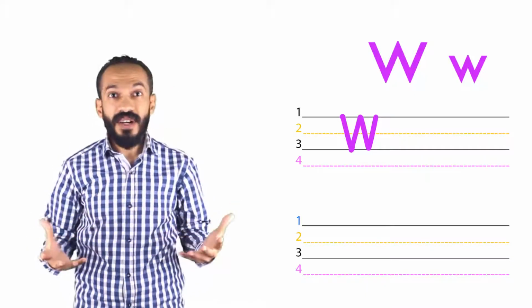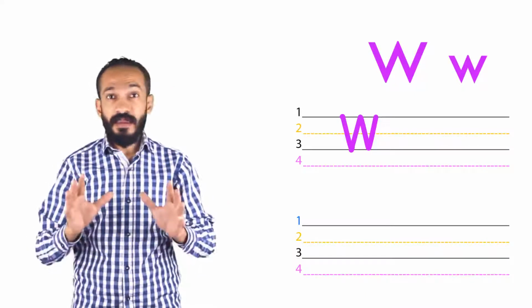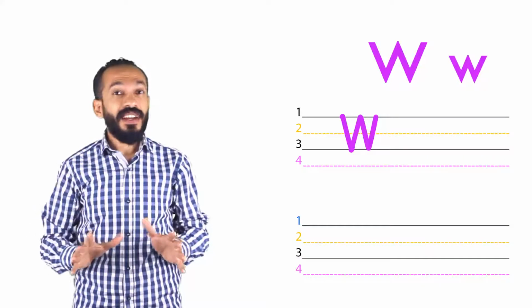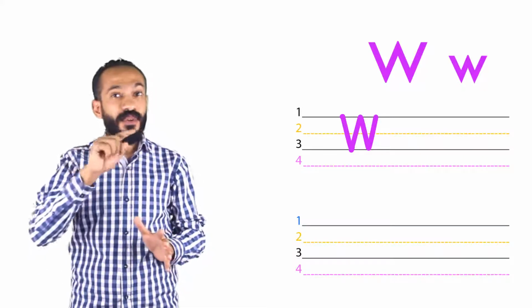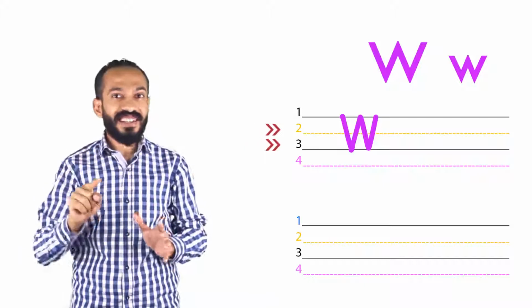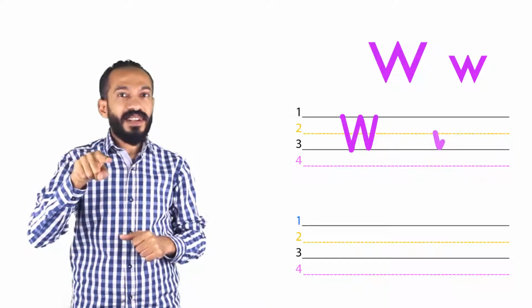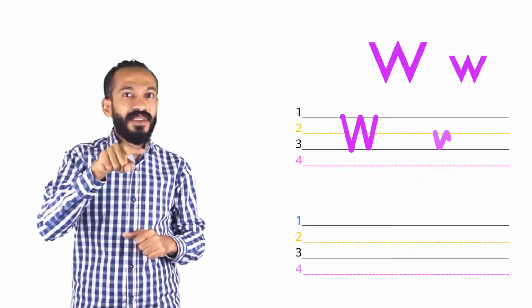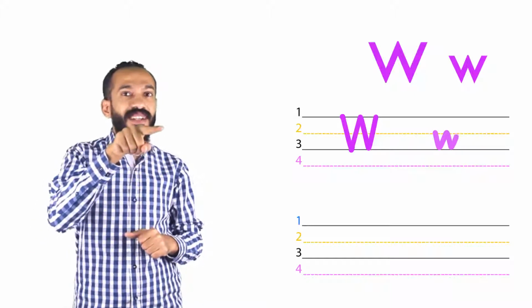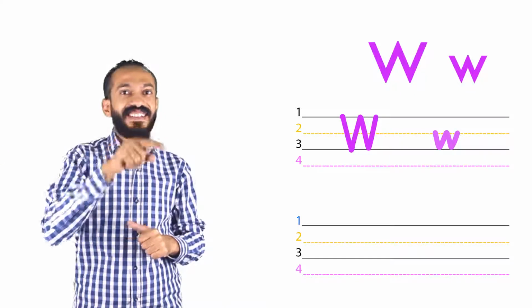The lowercase w. Same exact thing, same exact shape, same exact way, but a little bit smaller. We draw in between the second and the third lines. The same way, starting from the second line, down to the third one, up to the second line again, down to the third line, and up to the second line again.